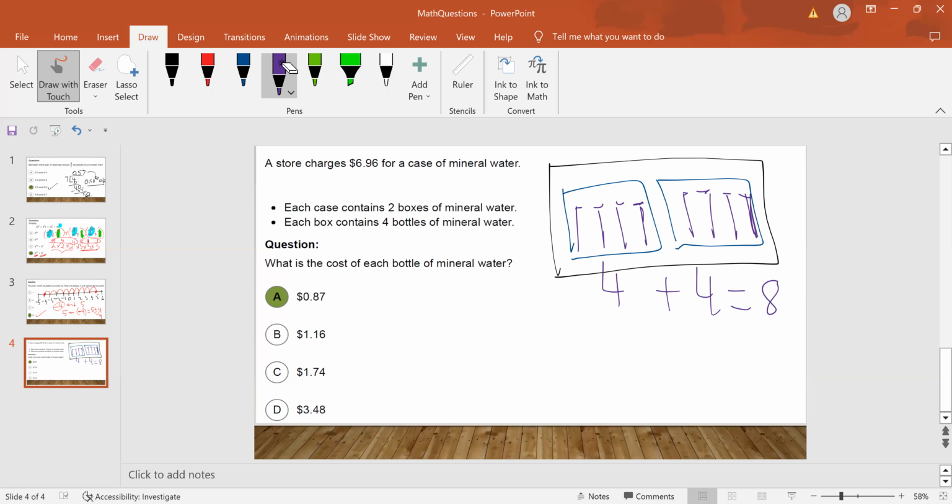So if all the 8 bottles cost $6.96, how do we find this? The price of one bottle is to take 6.96 and divide it by 8. And using the calculator for that, the answer is what? 0.87.